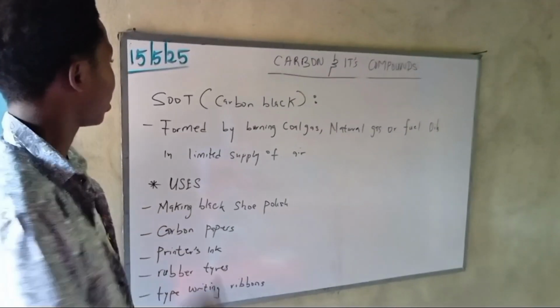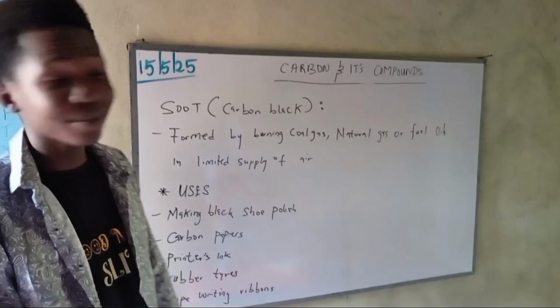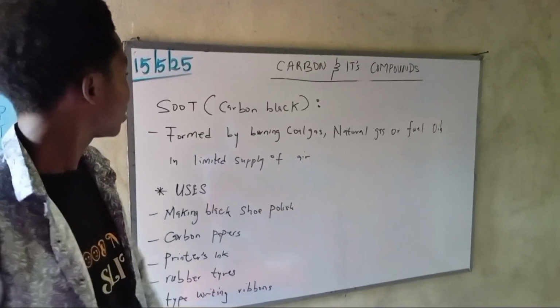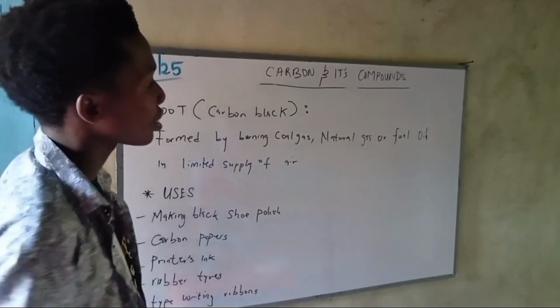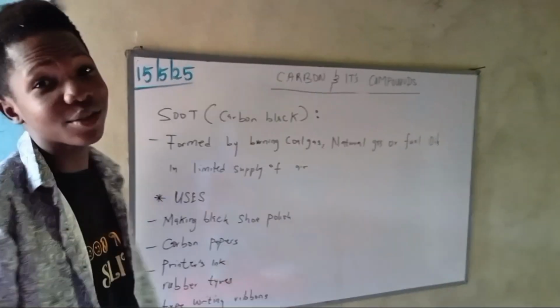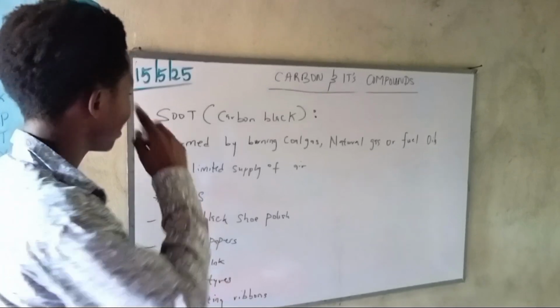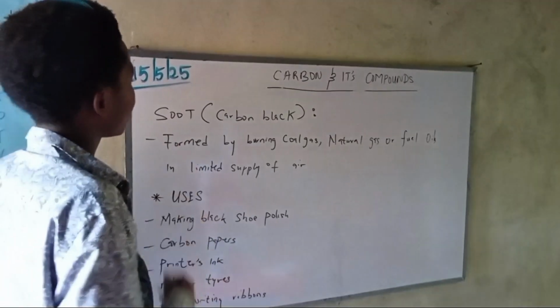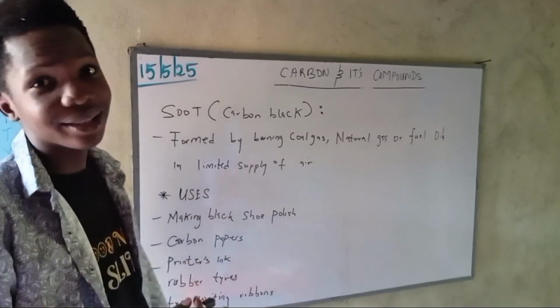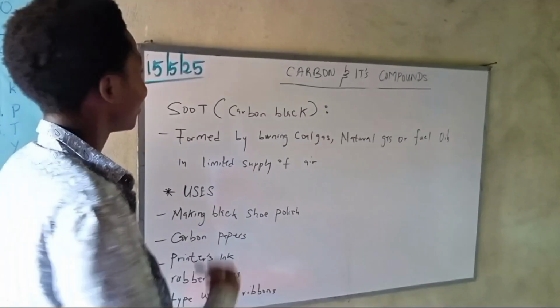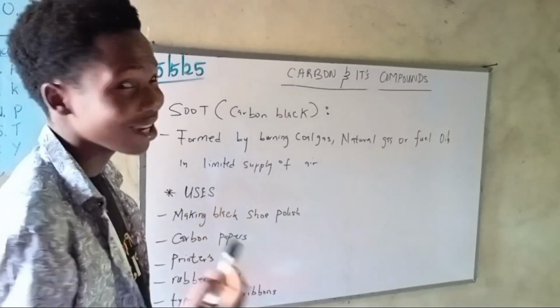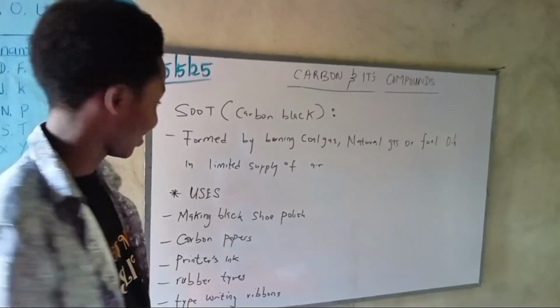Lastly, we have soot, also known as carbon black. Soot is gotten from burning coal gas, natural gas, or fuel oil, in a limited supply of air. Take note of that. Soot, which I like calling Black Panther. Crazy Marvel fan. It's actually carbon black. Don't go and remember Black Panther here.